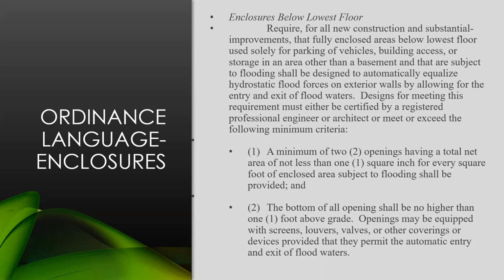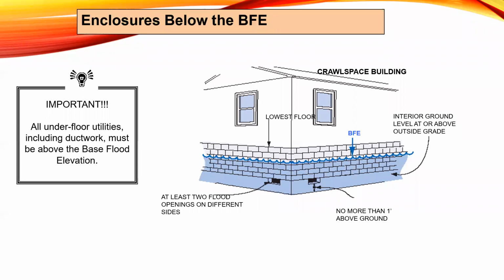And then you can put screens, louvres, or valves, some kind of covering over that opening if you don't like it just being open. A lot of people don't like it just sitting open, so they can have that as long as it still meets the 1 square inch for every square foot of enclosed space. And if there's any mechanism for it to open and close, it must be permanently disabled in the open position, because we can't have any human intervention required for them to work.